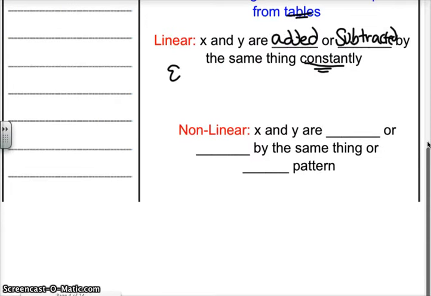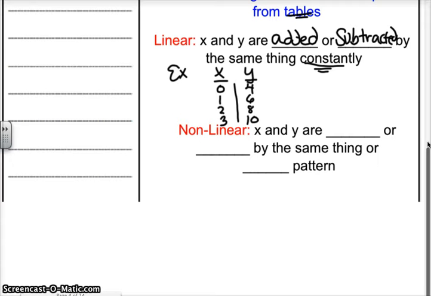Let's do an example of a linear relationship. Your tables are going to look like this today. You're going to have an x and a y. X, let me do 0, 1, 2, 3. Y, let me do 4, 6, 8, 10.